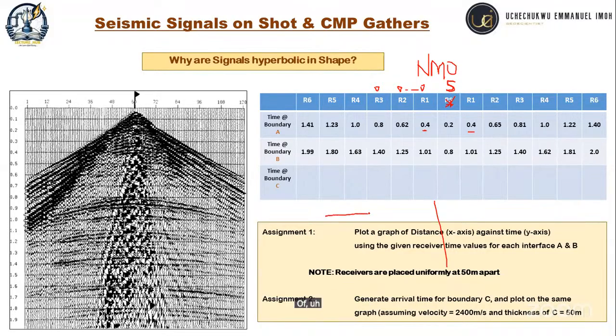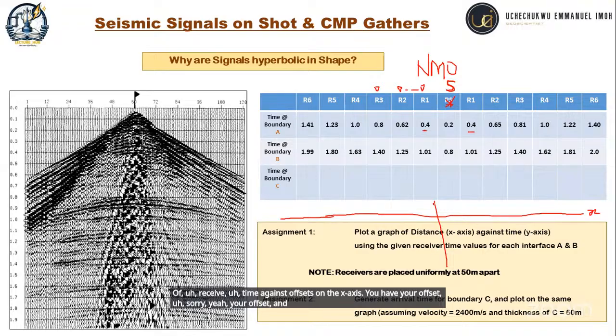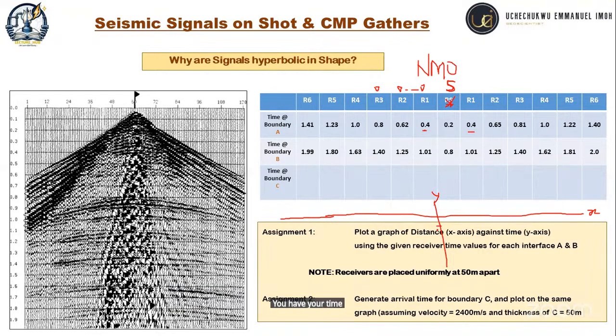If you plot a graph of time against offsets, on the x-axis you have your offset, and on the y-axis you have your time. I'm sure all of us know how to plot graphs. And then you put your offset, which is your receiver point, and they assume that the source point is in the center here. So you put the receiver point away from the center. If you plot these values presented here on a graph like this, you will get a hyperbolic shape. Okay? I know you will not have time to do that in the class here.